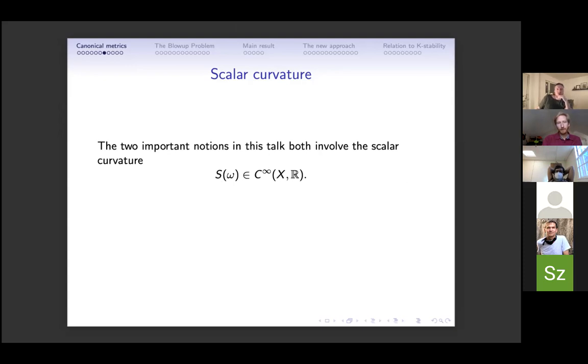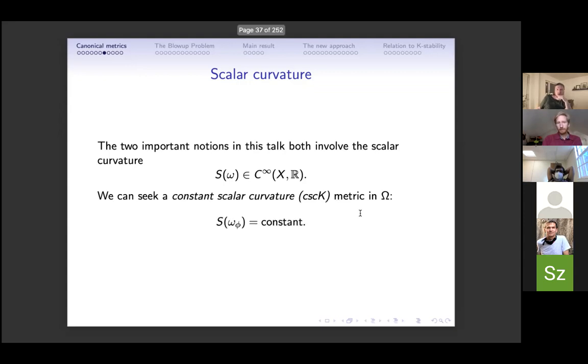So one good notion of canonical metrics are those for which this function is a constant. So these are called constant scalar curvature metrics. We want to solve S omega phi equal to a constant. And this is actually a predetermined constant. It won't be so important for us what it is today. So it's predetermined from the data of the Kähler class and the manifold X.